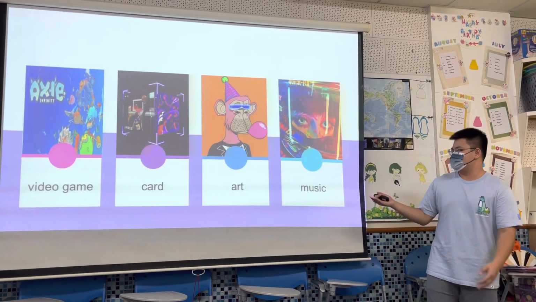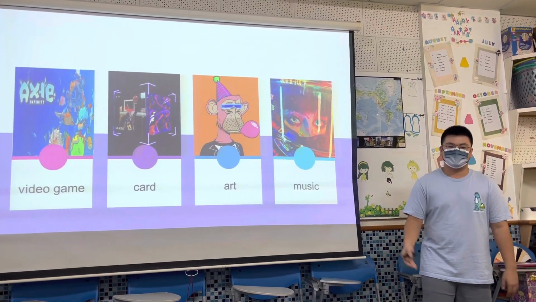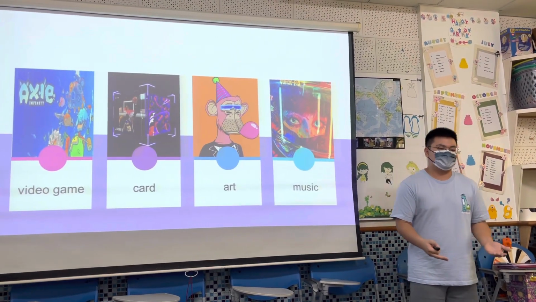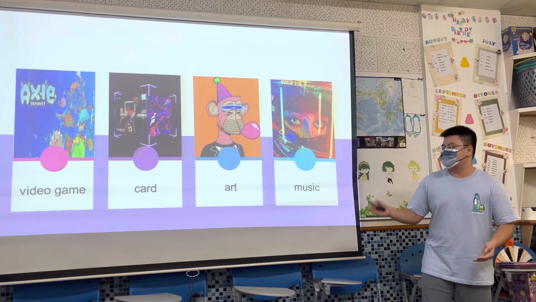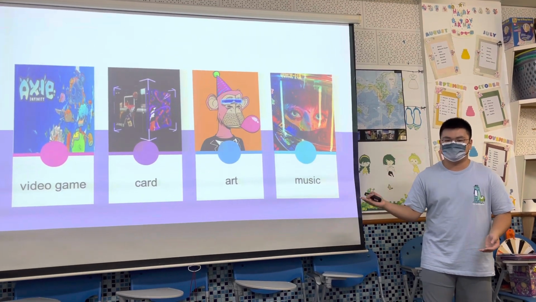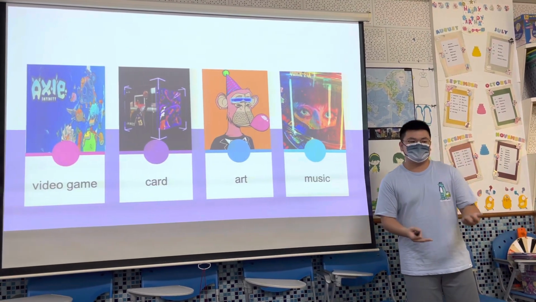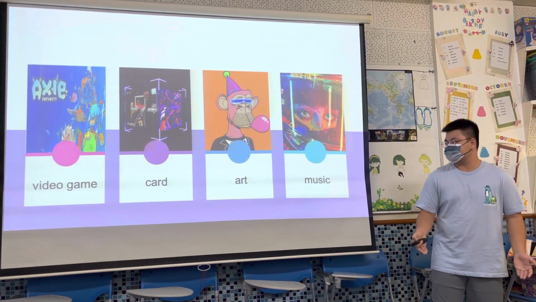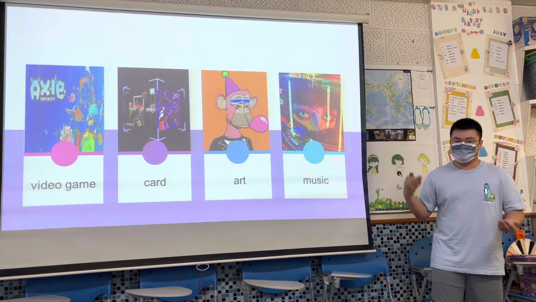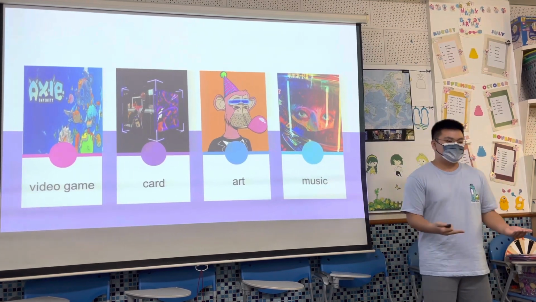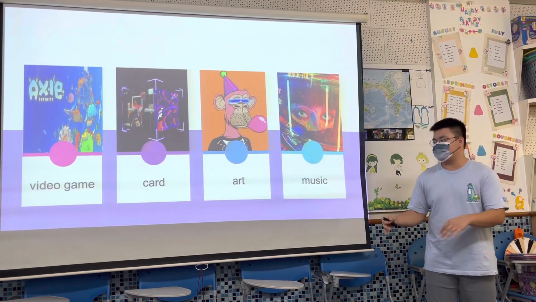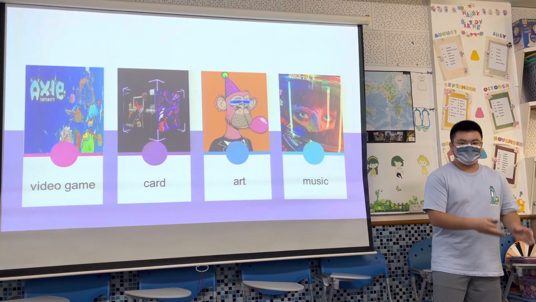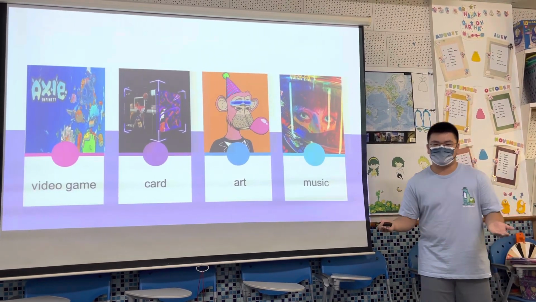And the third one is art. Just like what I said, the first NFT project was pixel avatars. This caused art pieces to always be a trend in the NFT market. The last one is music. More and more singers choose to turn their music videos into NFTs because they can earn more money.